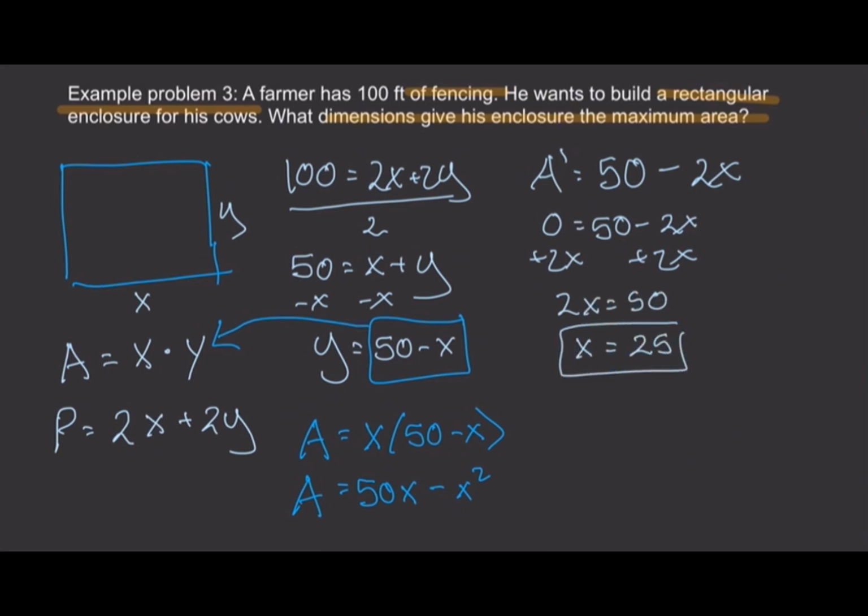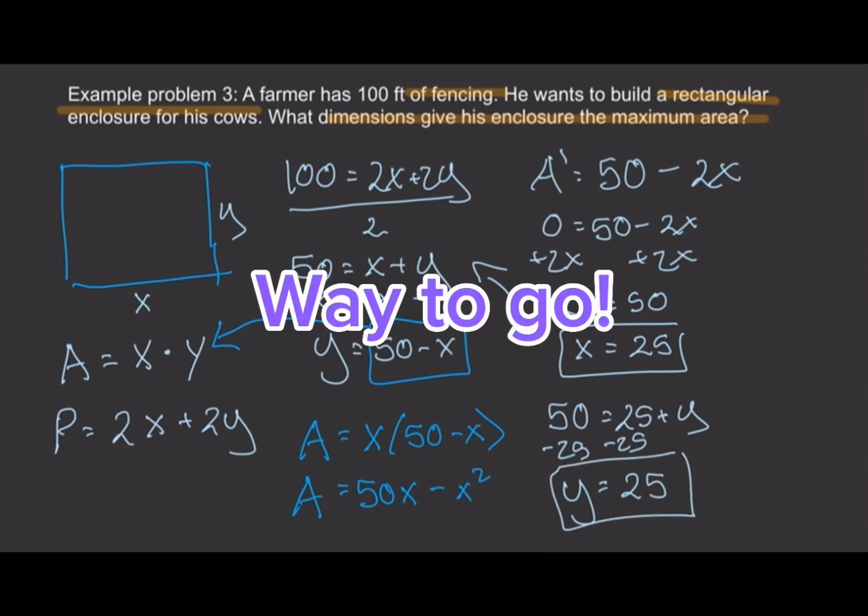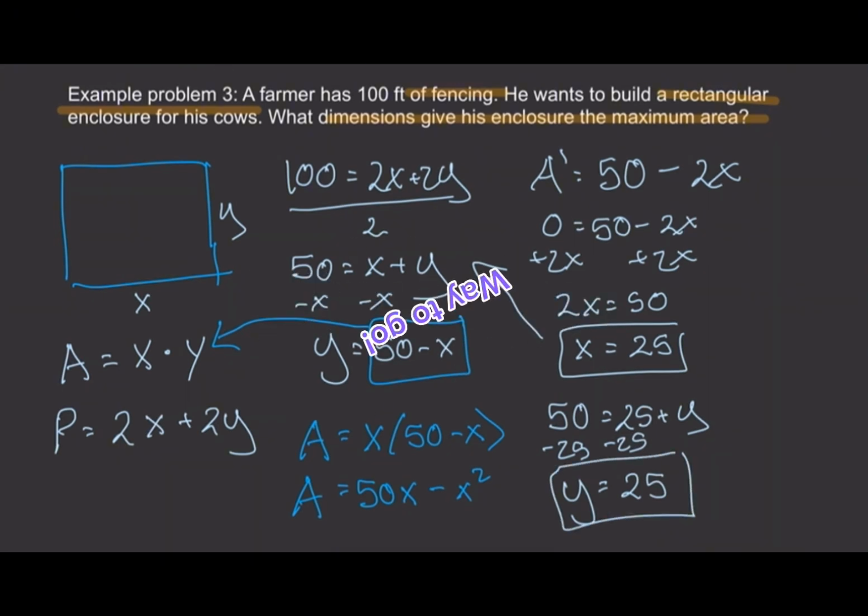Now let's solve for y. We can do that by plugging it into the old perimeter equation. Y is equal to 25. We are now done with the problem. Our dimensions are 25 and 25 for the enclosure.